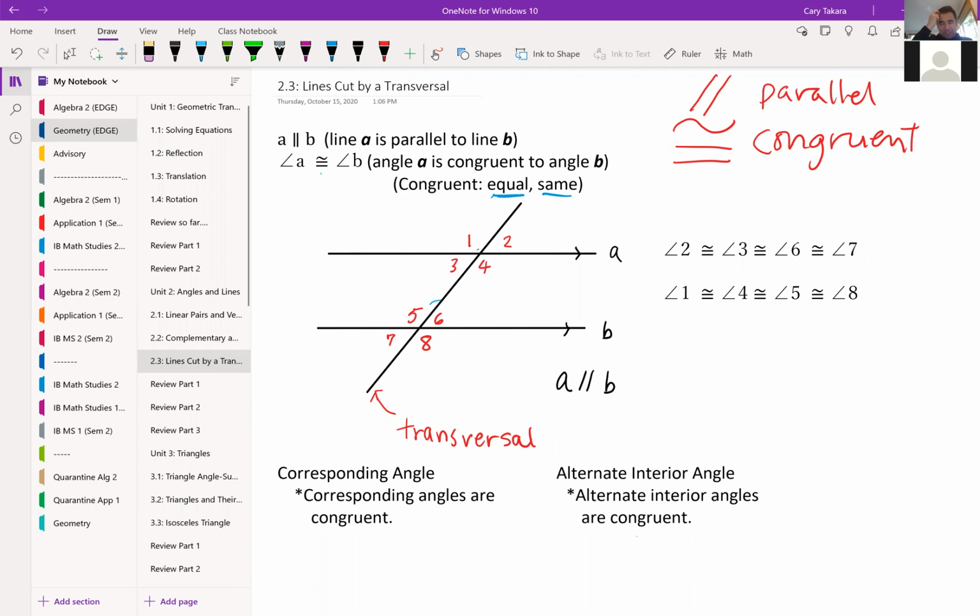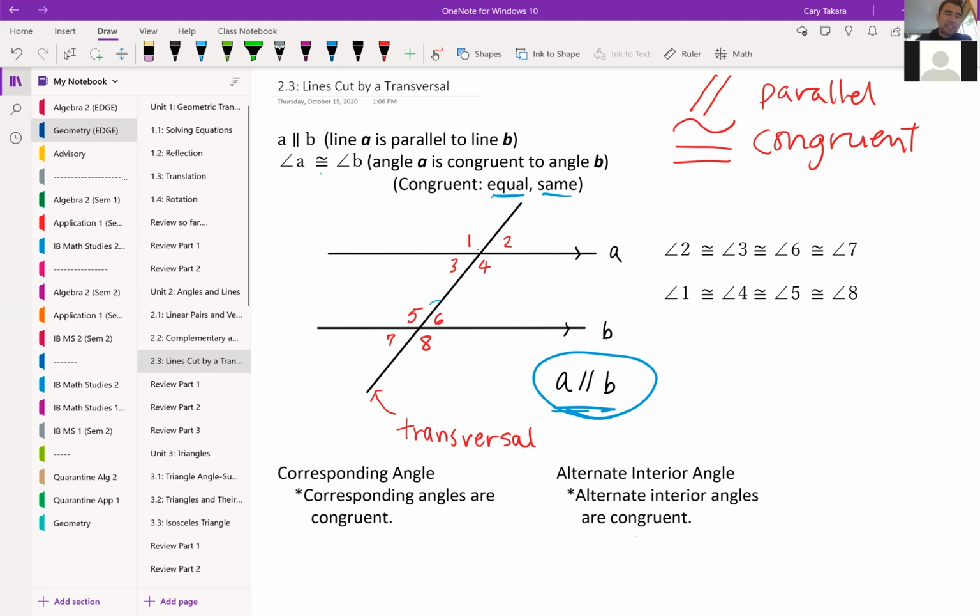Now, first, let's talk about this, okay? So line A and line B are parallel. So we've got two parallel lines, okay? And then we've got this transversal, okay? Now we've got 8 angle measurements. However, even though there are 8 different angle measurements, there are actually only 2 different angle measurements. In other words, there are a bunch of angles that are going to be the same.